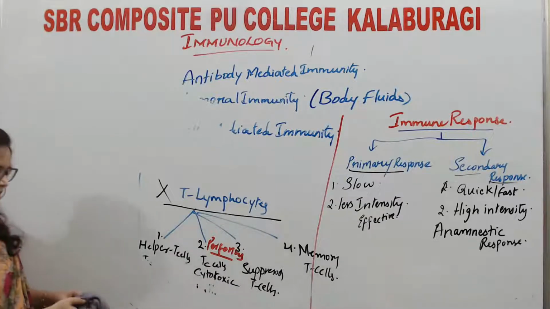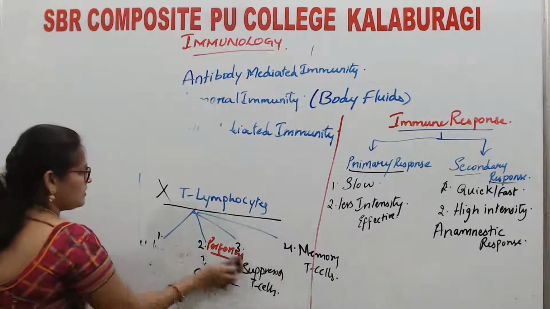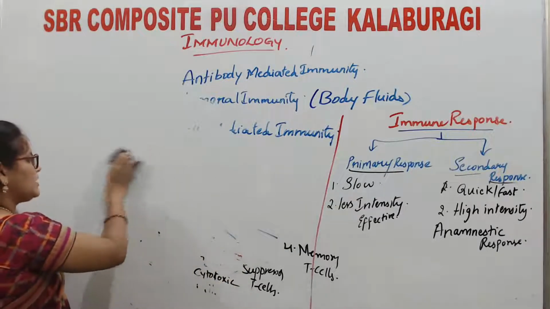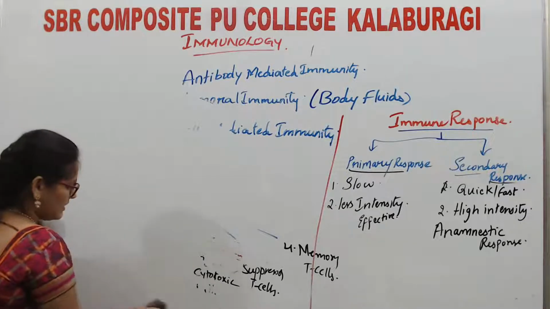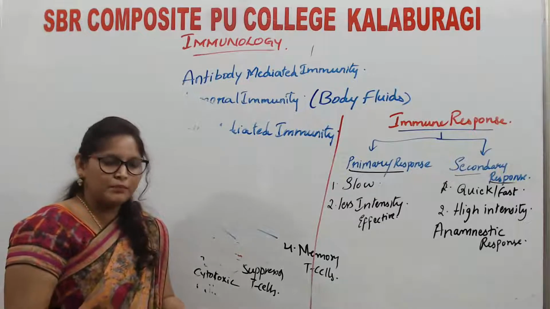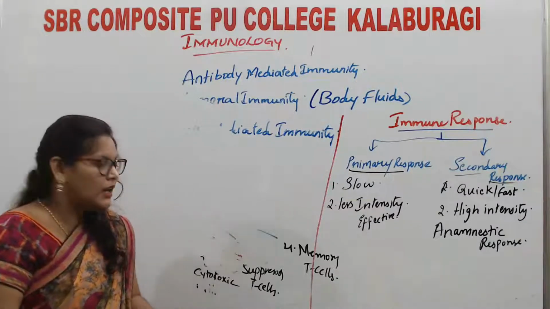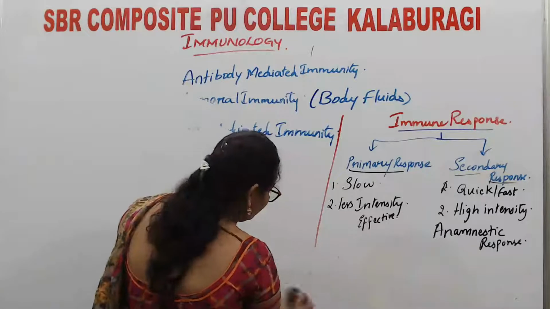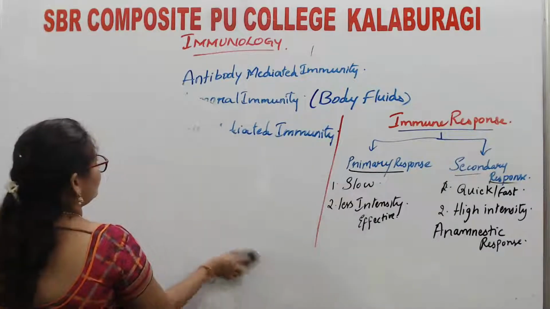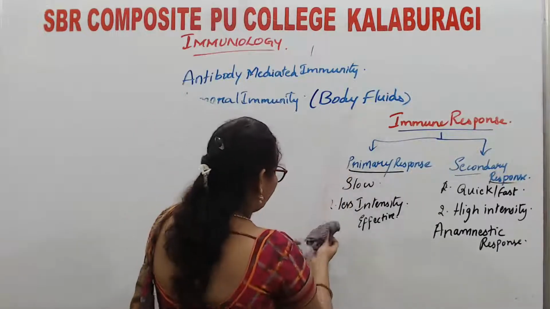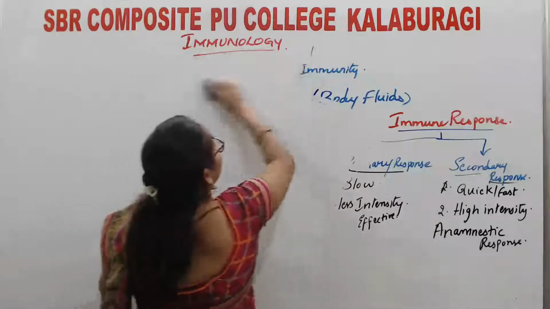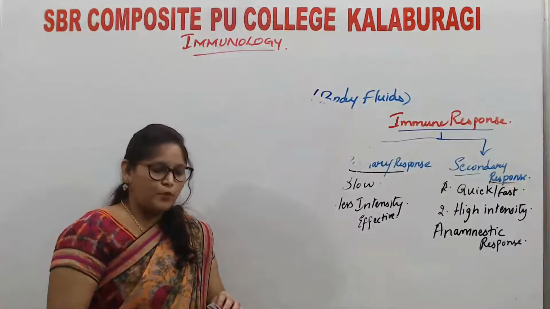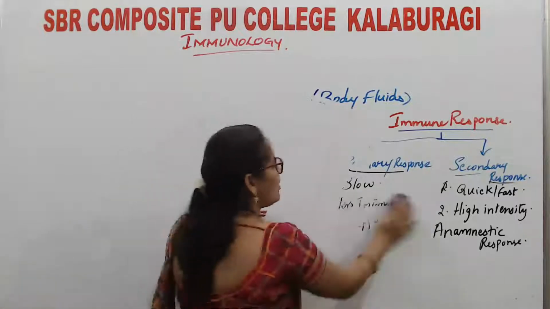Now, our immune system, types of immunity. Broadly, immunity is of two types: innate immunity and adaptive immunity. Innate immunity, as we have already discussed, is the immunity which is present right from birth and which is non-specific. Whereas adaptive immunity, the immunity which is acquired after exposure to the pathogen, is known as acquired immunity.